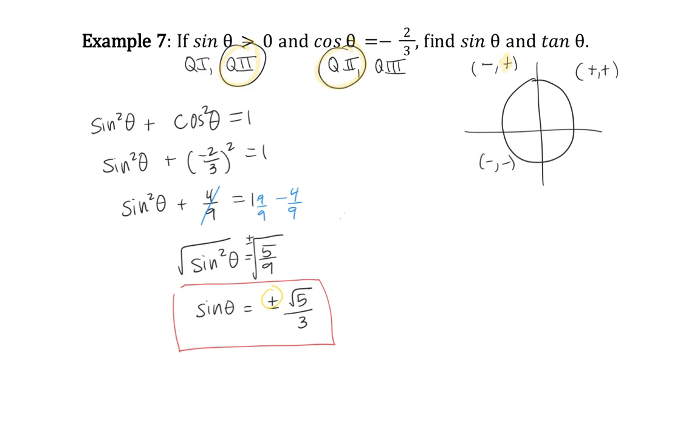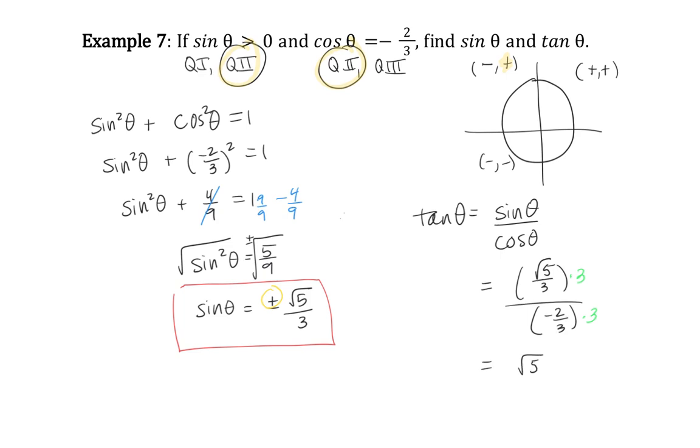Next, we need to find the tangent of theta. Now we know both cosine and sine, so let's use that tangent theta is sine theta over cosine theta. We just found that sine theta is square root of 5 over 3. Cosine was given as negative 2/3, and we can simplify that complex fraction by multiplying numerator and denominator by 3, and that gives us square root of 5 all over negative 2. Let's just make our whole fraction negative. So our final answer is negative square root of 5 all over 2.